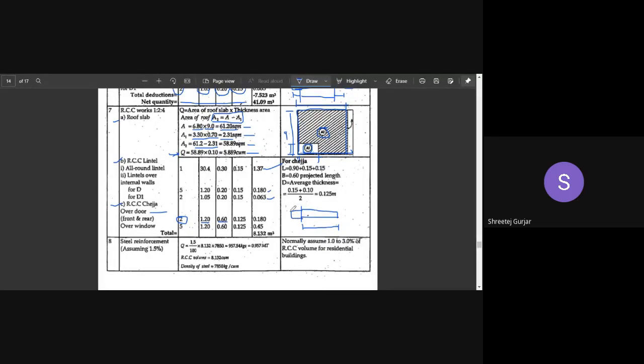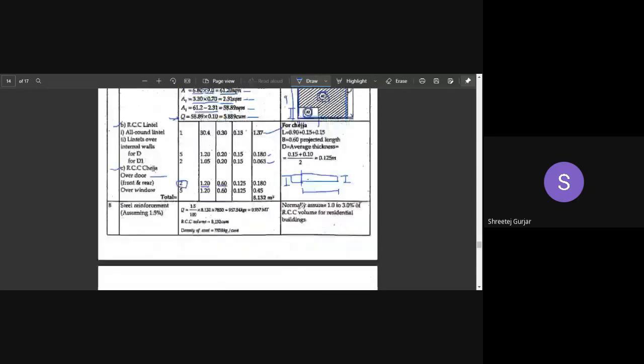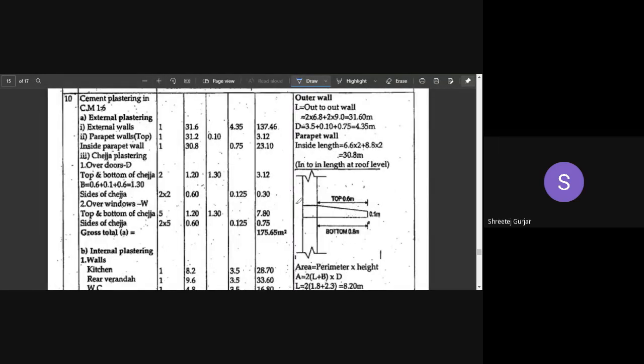Lintel will be there. So this thickness is 0.15 and this thickness is 0.1. Starting from 0.15, it is tapering off and becoming 0.1. Let me just show you one more. Here you can see the chhajja clearly. This thickness is 0.15, and it slowly tapers off and becomes 0.1 meters at the other end. So how much is this length? This length is 0.6 meters.